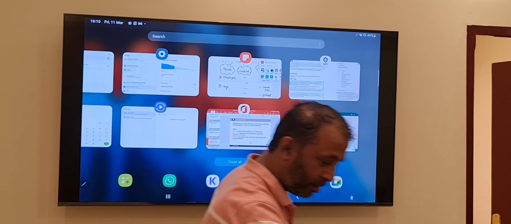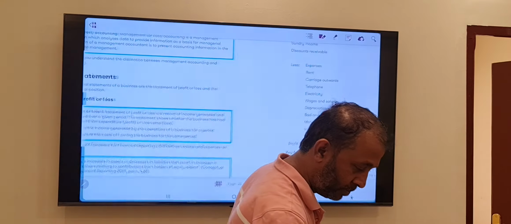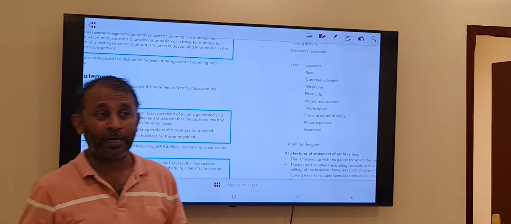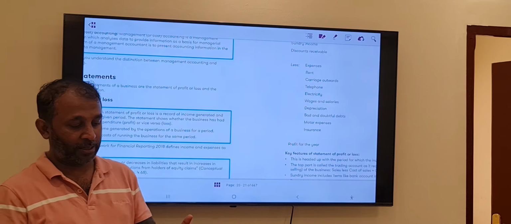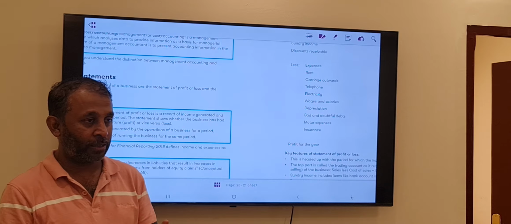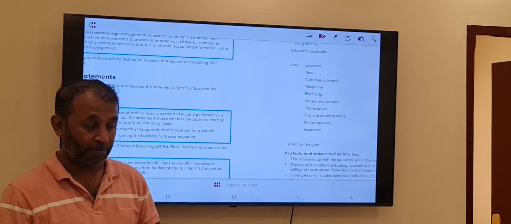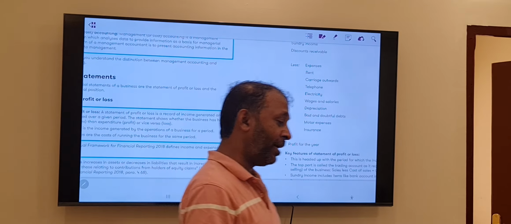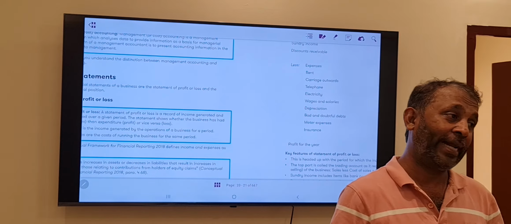And then we went on to talk about what are the different types of accounting: financial accounting, financial reporting, management accounting. We discussed all this. Then now we need to understand the components of a financial statement.